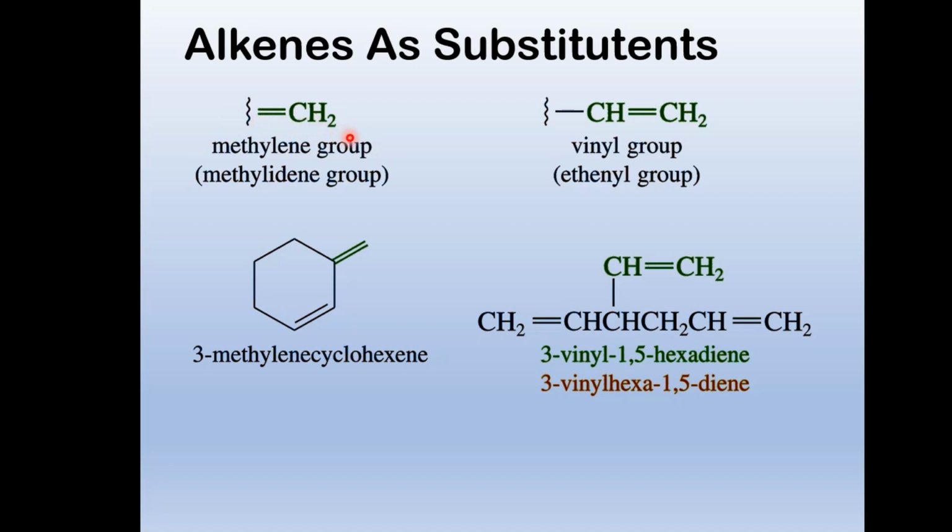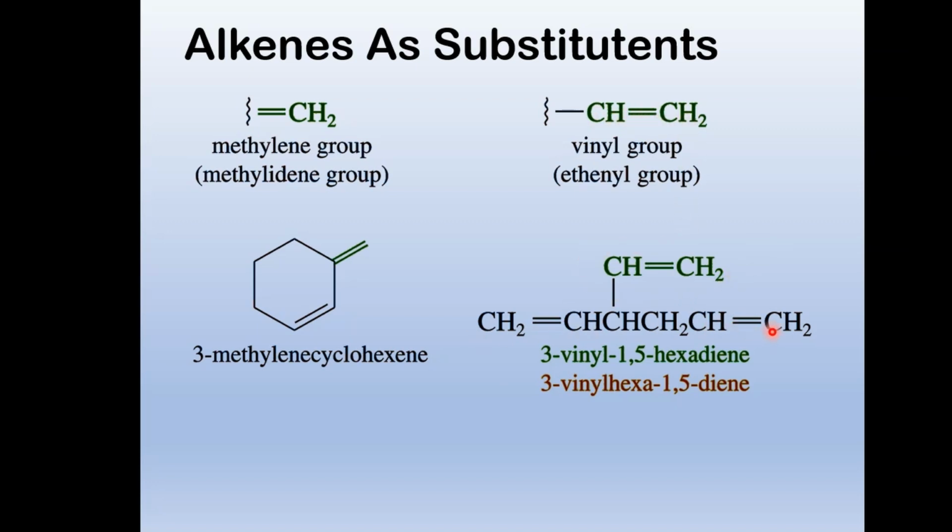CH2, when there's a double bond, becomes a methylene group. Alright, so here I see a 6-carbon ring, cyclohexene, because there's a double bond. And I start numbering here, 1, 2, 3. So 3-methylene cyclohexene. Here is a vinyl group. Don't confuse it with an allylic group, because there's not a carbon here. Now it's probably bonded to a carbon, but what we have attached is just a CH2. We call that a vinyl group.